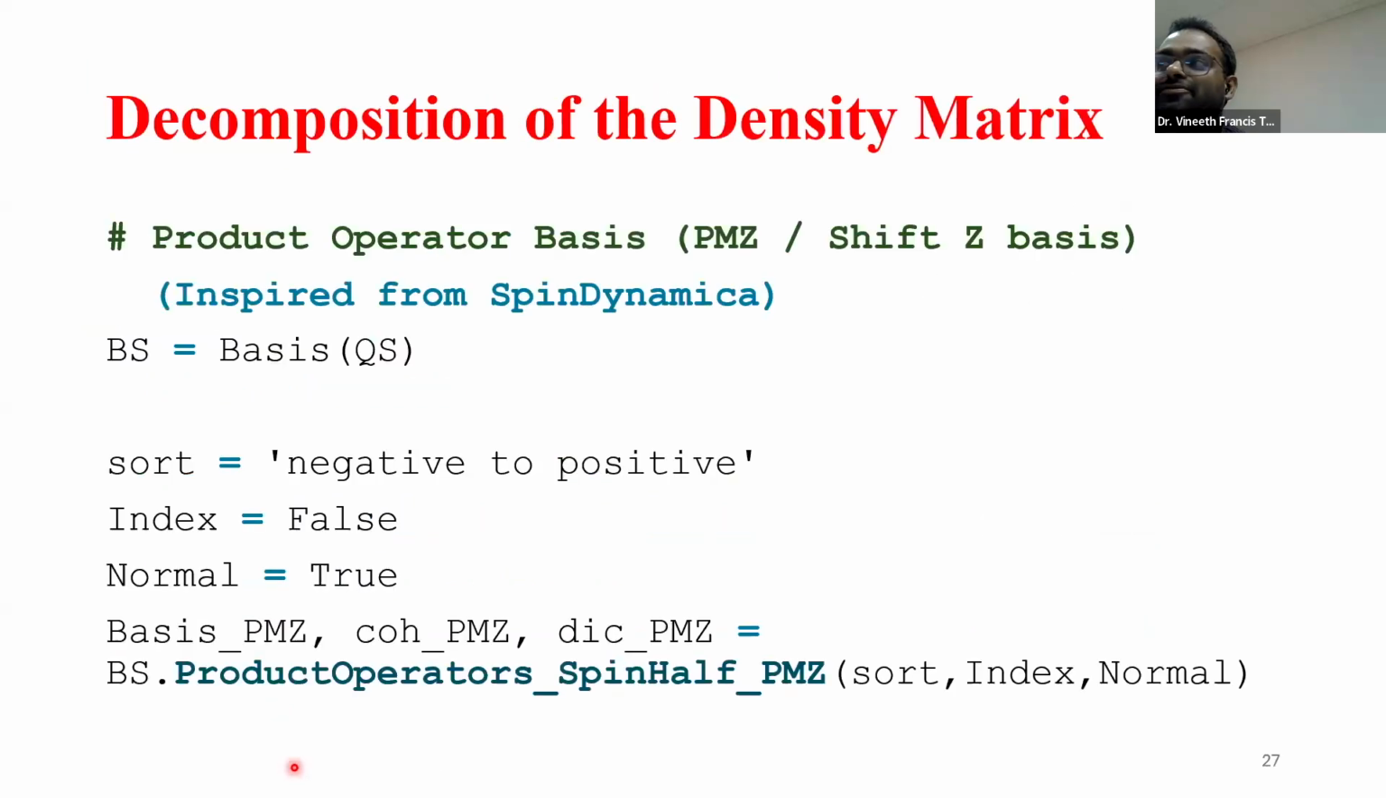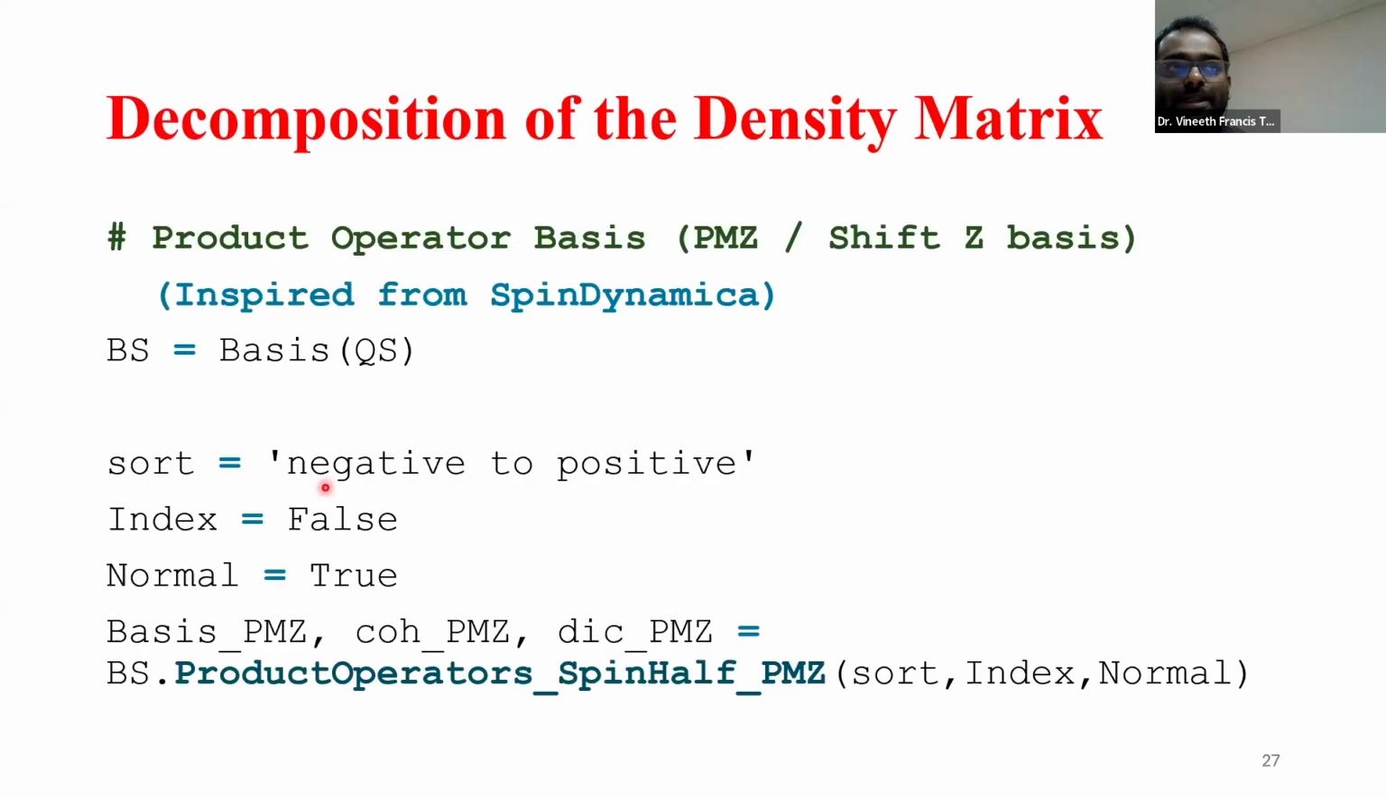Now, some interesting function in PyOR, which you can use to decompose the density matrix in some product operator basis, which is inspired from Spin Dynamica. So you can use the class basis. You give the object QS as its input. Currently, I'm going to use an example of shift basis. So you're going to create 16 product operators in shift basis.